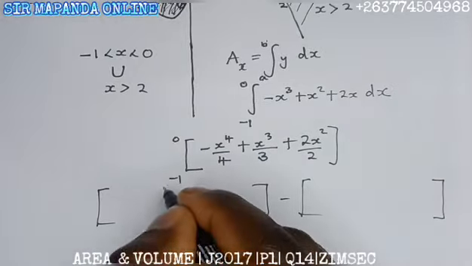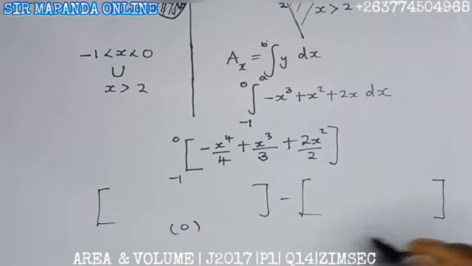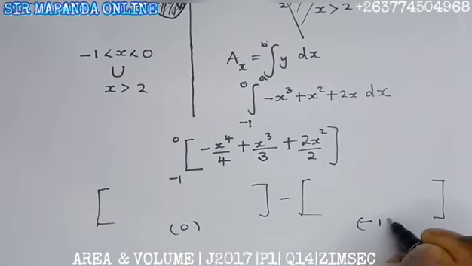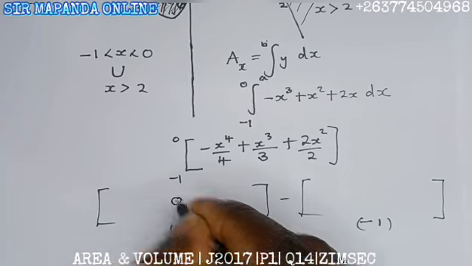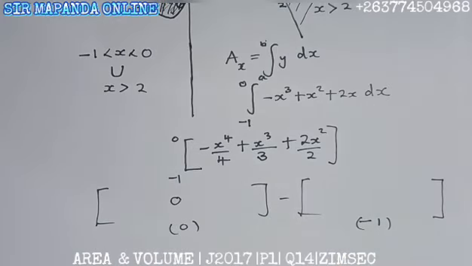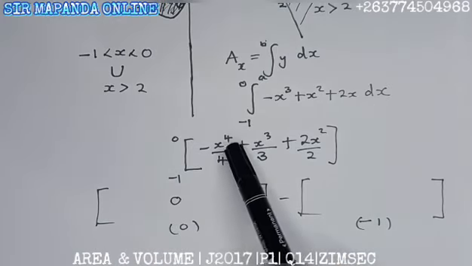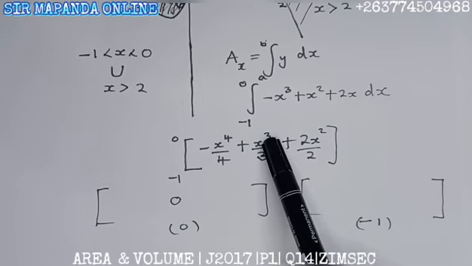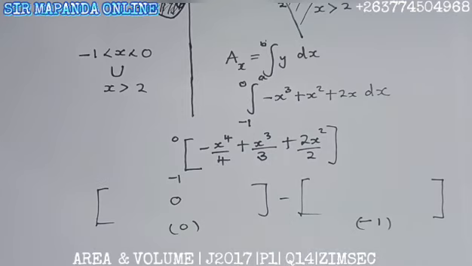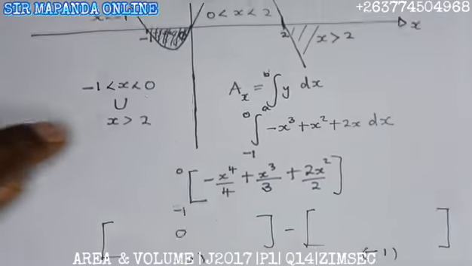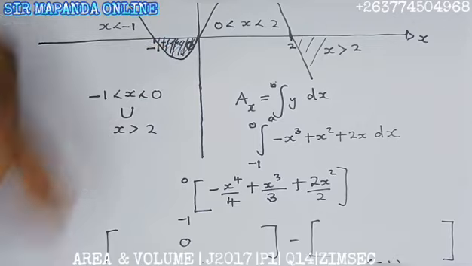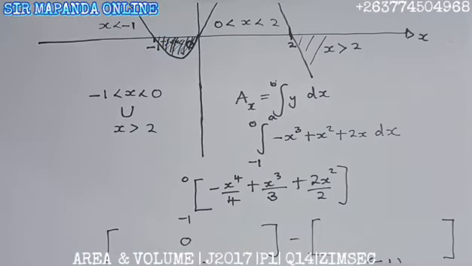So substituting 0 in the first bracket and minus 1 in the second bracket, you get 0 in the first bracket, right? Since if you put 0 here, 0 here, and 0 here, they all become 0. We are now substituting minus 1 on x. But I want you to notice something. Since this region is below the x-axis, you get a negative answer.